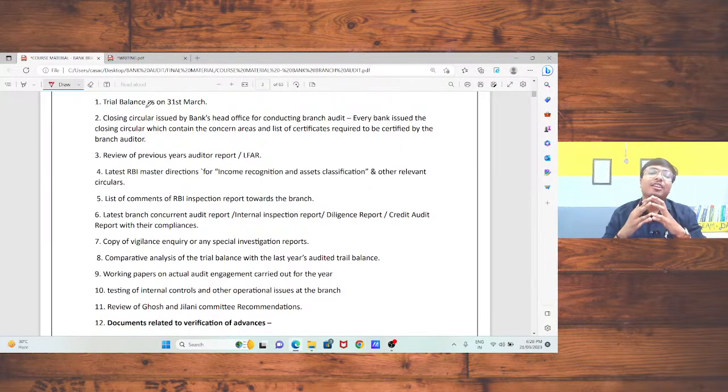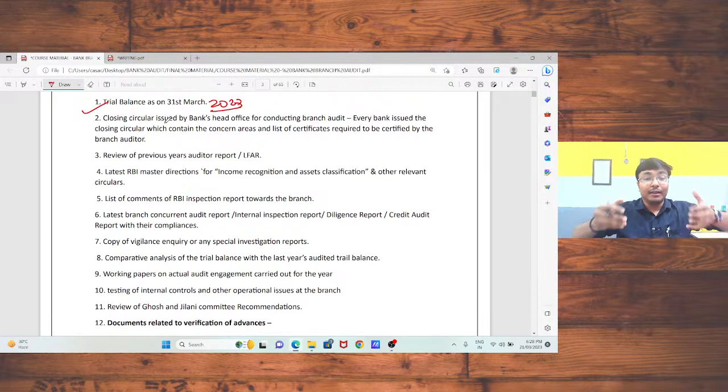Sir, what are the documents which we need to take care of at the time of our bank branch audit? We need to take those documents before starting the bank branch audit or at the time of that bank branch audit. So first, take the trial balance as on 31st March 2023. Okay, you need to take the trial balance as on 31st March 2023, and in all the banking software, the reports will be generated in text form.